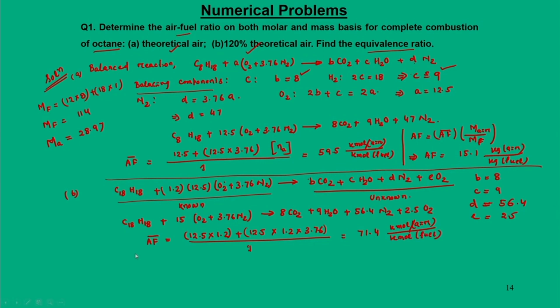Now, once we know the air fuel ratio, we can write this air fuel ratio on mass basis, that is F bar into MA by MF. So, this number would be 18.15 kg air by kg fuel.